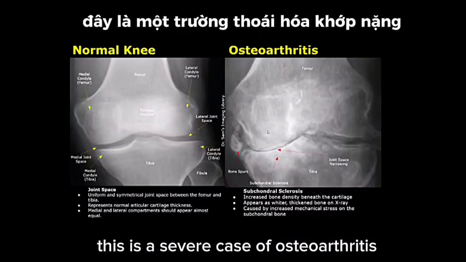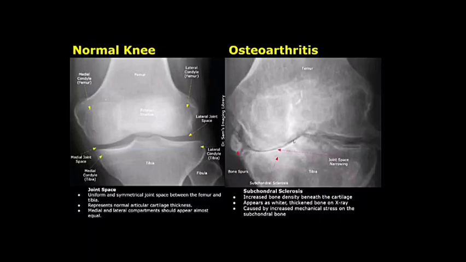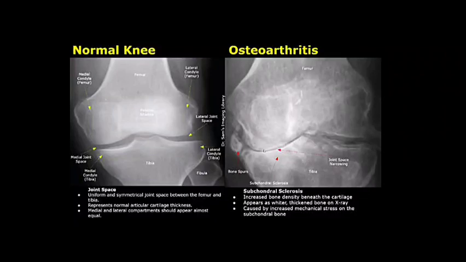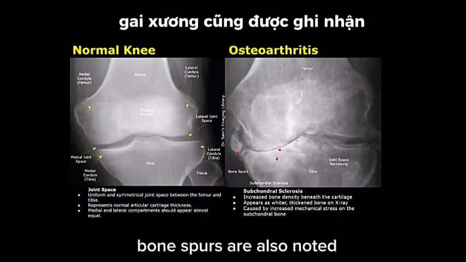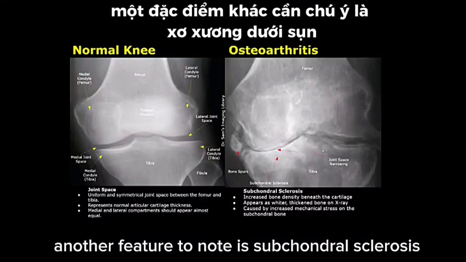This is a severe case of osteoarthritis. The medial joint space is severely narrowed. Bone spurs are also noted. Another feature to note is subchondral sclerosis.